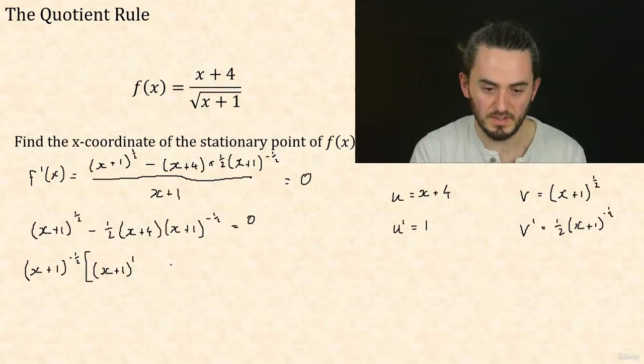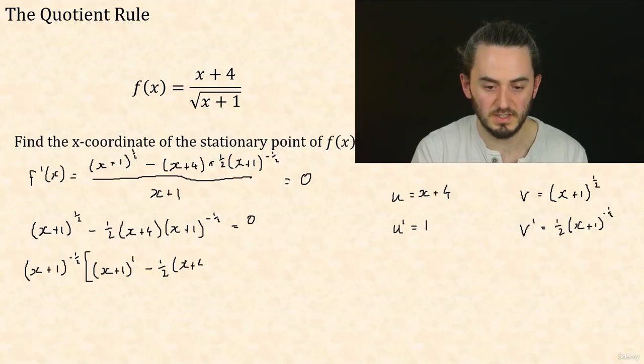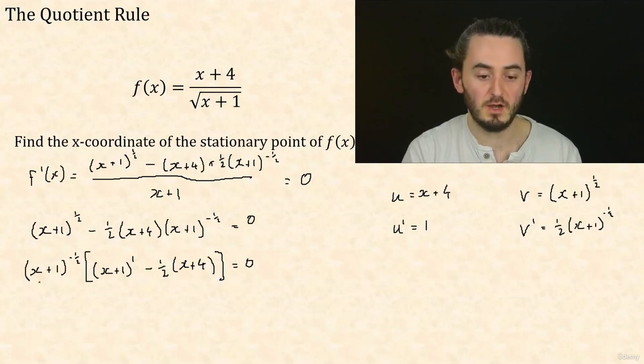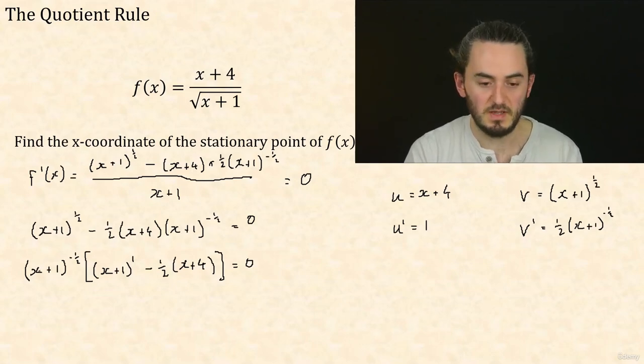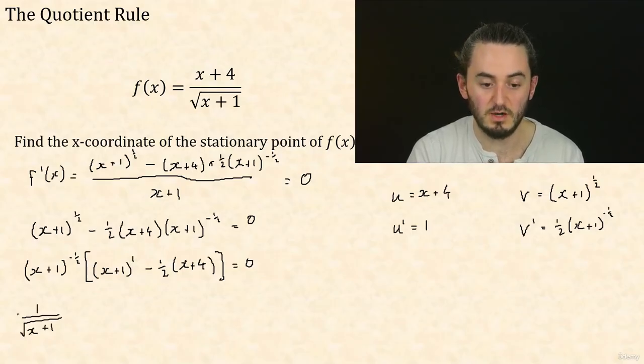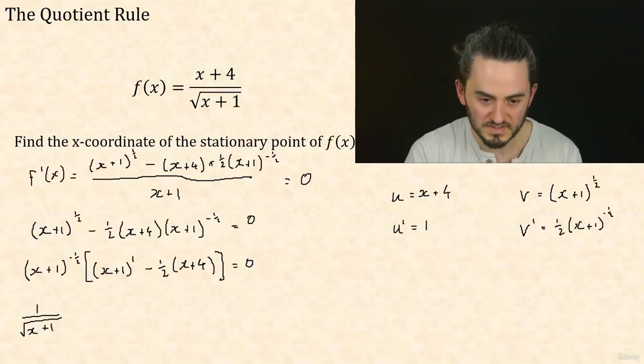And now for this stuff over here, well, I've already pulled out the (x+1)^(-1/2), so it's just minus 1/2 (x+4). And all of that equals 0. Now, similarly to the question in my product rule video, I've got the situation where if this times this equals 0, then either this is 0 or that's 0. But (x+1)^(-1/2) is never 0 because it's 1 over root x+1. That can't be 0 because it would involve 1 equalling 0, which it's not. So it means this bracket here is 0.